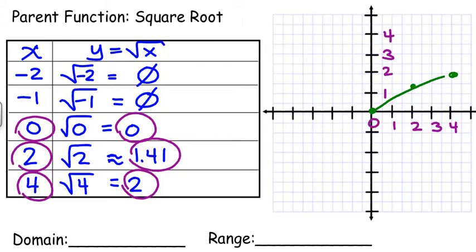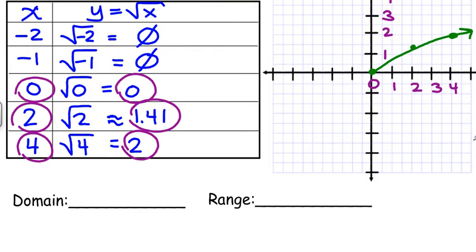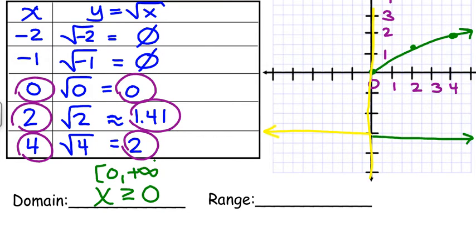Now the shape of this graph, I call it half of a parabola. It heads off to the right. All right, so now we're going to talk about the domain and range. The domain does not exist for all real numbers. If you notice, this is your x-axis. Everything to the left of this doesn't exist. Everything to the right of this does exist. So you're only worrying about the positive x values. So we say our domain is x greater than or equal to 0, or from 0 to positive infinity.